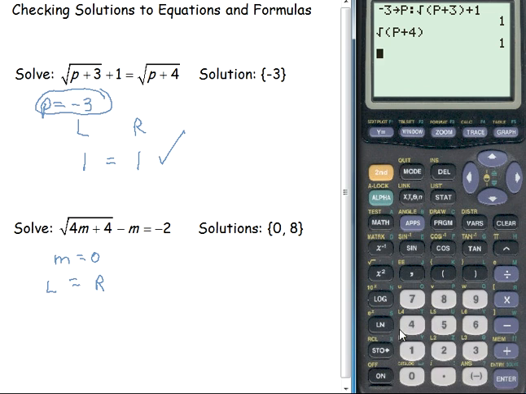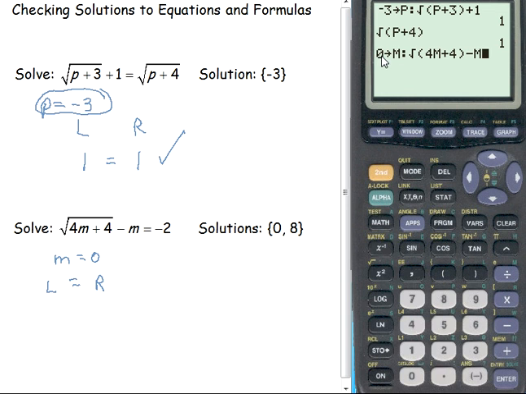All right, so let's store 0 for M. We have to use 0 because that's the answer we came up with. Alpha M is over the divide key, and hit the colon to make a compound statement, and let's put the left side in. We know the right side already, it's -2. So we'll hit the square root of 4M, which is alpha divide, plus 4, close parentheses, and minus M, which is alpha divide.